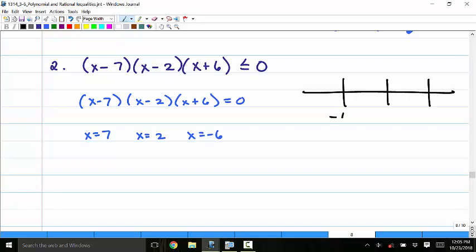So I have negative 6, 2, 7. Should those be open or closed circles? They're closed because it's less than or equal to, so they're all closed. Now I need to go see pluses and minuses on these intervals. I'm going to go type in negative 7, 0, 3, and 8.